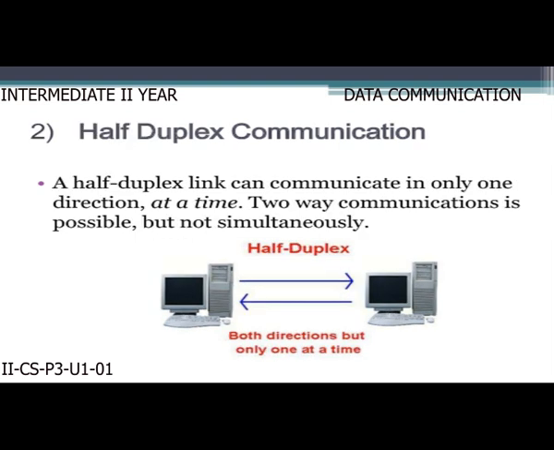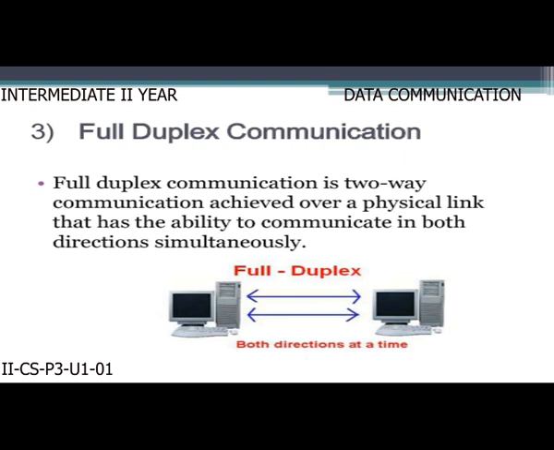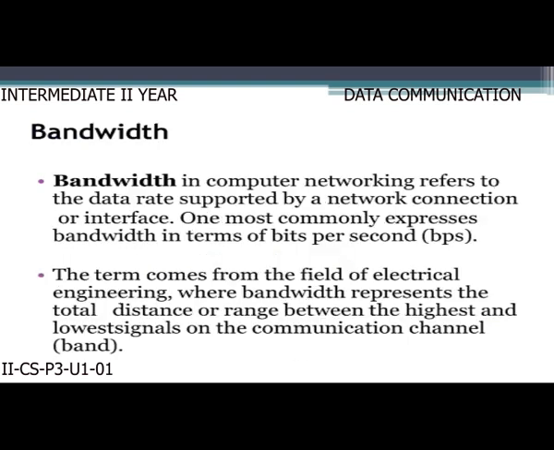Second is half duplex communication. A half duplex link can communicate in only one direction at a time. Two-way communication is possible but not simultaneously. Third is full duplex communication. Full duplex communication is two-way communication achieved over a physical link that has the ability to communicate in both directions simultaneously. Next topic is bandwidth.